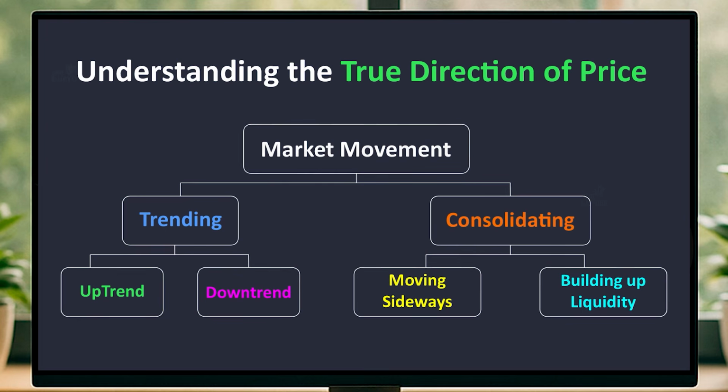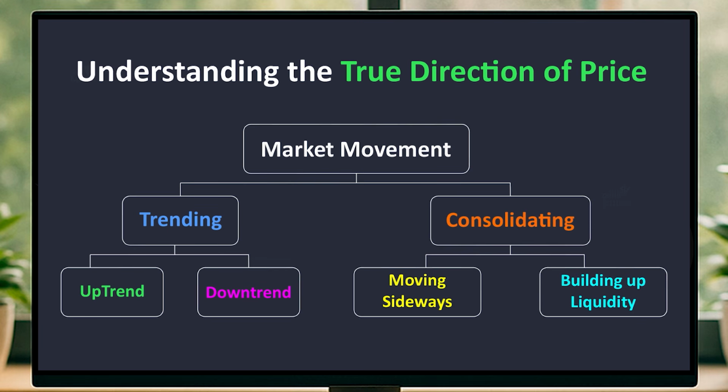Now let's get started. The first and most essential step in reading trend direction within market structure is identifying where price is currently headed. In simple terms, you need to determine whether the market is trending or moving sideways. Price usually behaves in only 2 broad ways, either advancing in a clear upward or downward trend, or pausing in a consolidation zone where it moves sideways and gathers liquidity.